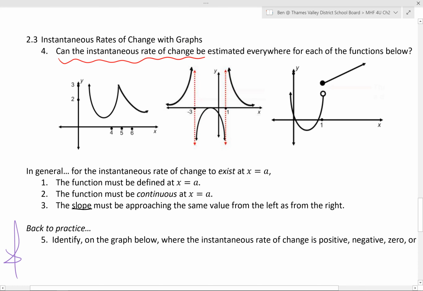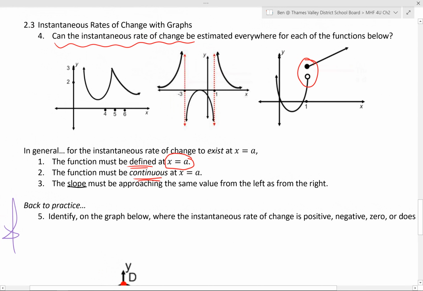Next, the function must be continuous at x equals a. That makes sense, right? We cannot estimate an instantaneous rate of change if we're lifting our pencil off the page and moving it an amount before putting it back down. At that point, our instantaneous rate of change would be positive or negative infinity. That's not very useful to us. So we won't be able to handle an instantaneous rate of change at a point where there's a break or a jump.